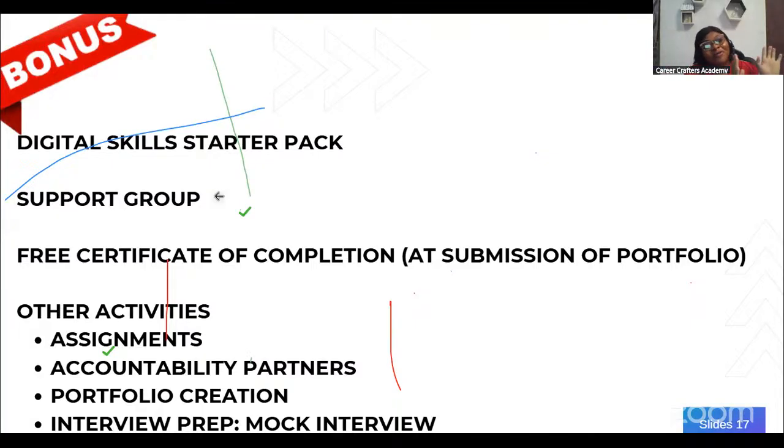So you just go to your friends and ask them, guys, how do I do this, right? So you get all of that. It's part of the package. We'll also teach you how to create a portfolio. And then we have interview preparation. So it's not just about applying for jobs. You also need to be prepared for interviews.